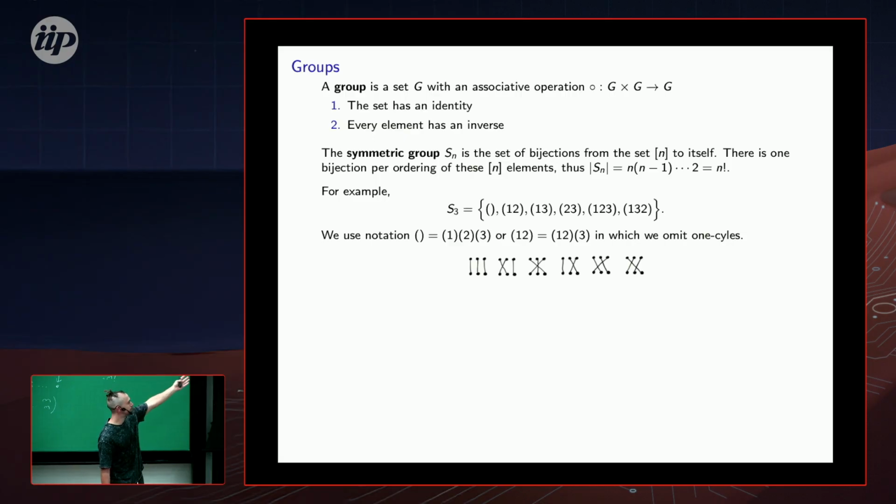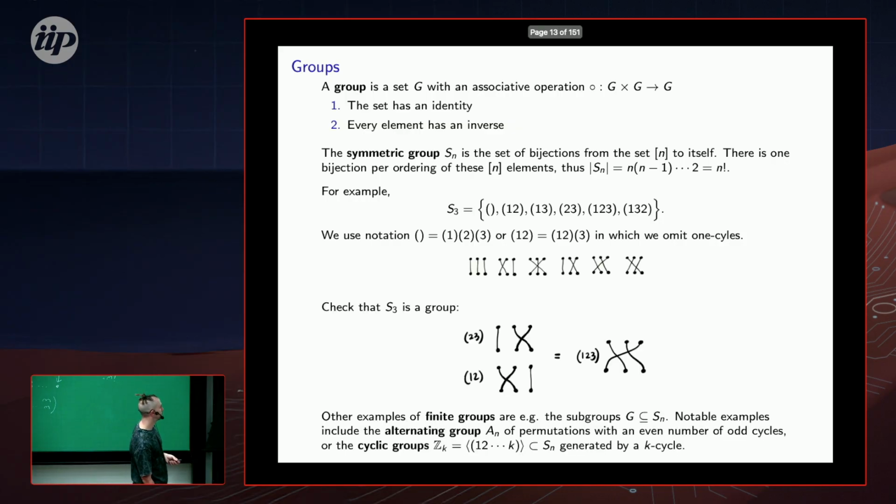So the symmetric group on 3 elements has an identity, which is 3 1-cycles. Then it has elements like this one, 1 2. That's just a transposition of 1 and 2. There are 3 transpositions, and then there are 2 3-cycles. Okay. No questions? Yeah, okay, that's the set.